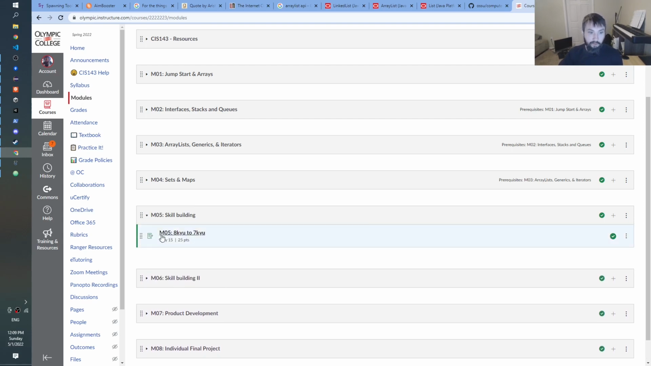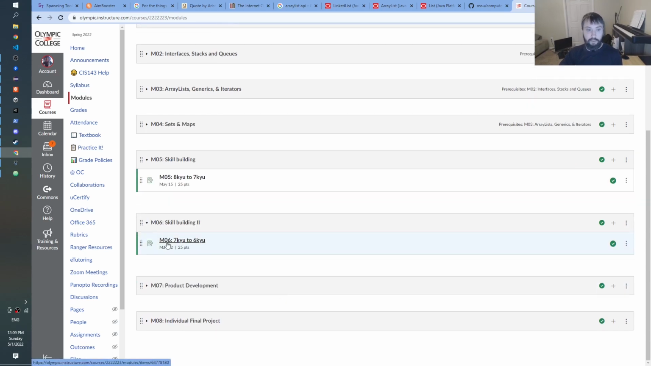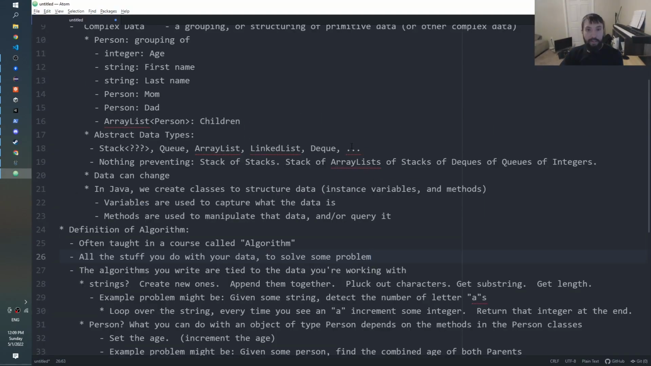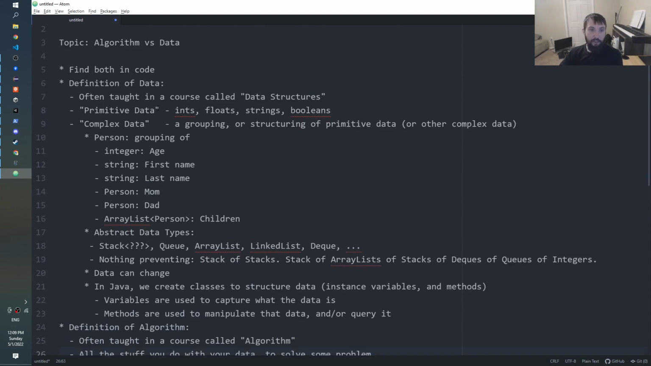So I added module 5, where your goal will be to get from 8th kyu to 7th kyu on Code Wars. And then module 6, which I think will be a challenge for many of you, but I'll work with you if you're having trouble. So don't let it scare you, just try to get from 7th kyu to 6th kyu on Code Wars. This will require you to write a lot of algorithms that deal with various kinds of data structures.